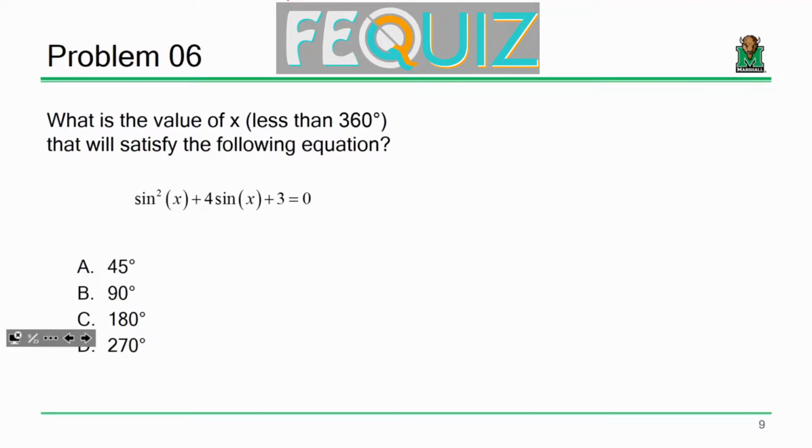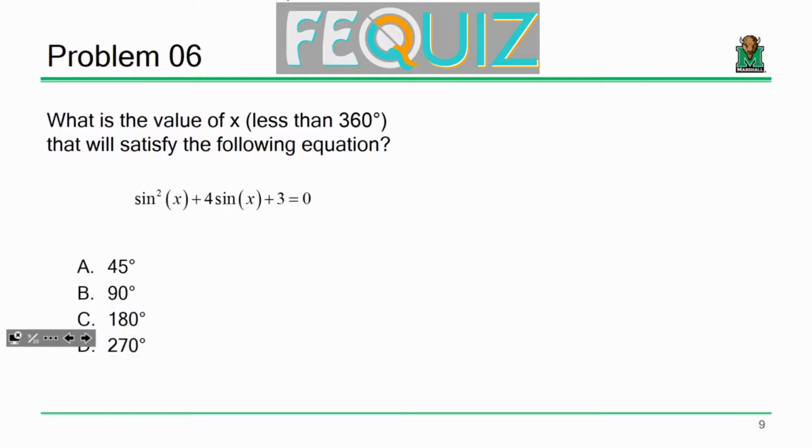Next one. What is the value of x less than 360 degrees that will satisfy the following equation? Ooh, this one's tricky. Yes, sir. Could you use the Casio solve function? You could. That's very possible. You could just plug in the equation and hit solve.